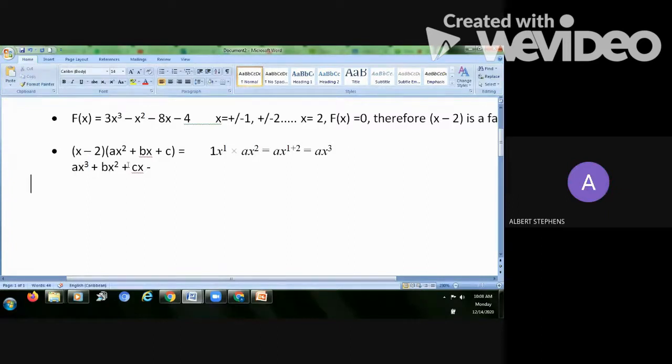Right. So the other one now, this is x times bx. So x to the 1 times x to the 1 gives you x squared. This one has a 1 and that one has a 1, so 1 plus 1 gives 2. But the first one was x to the 1 and x to the 2, and 1 plus 2 gives you 3. And then x times c gives you cx.